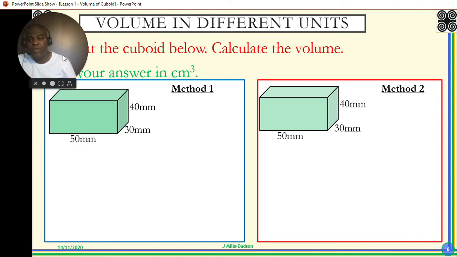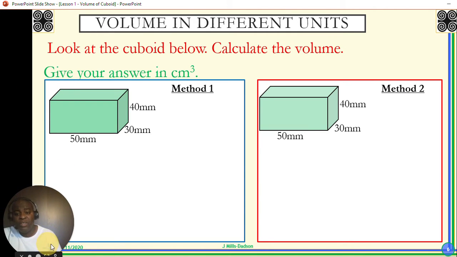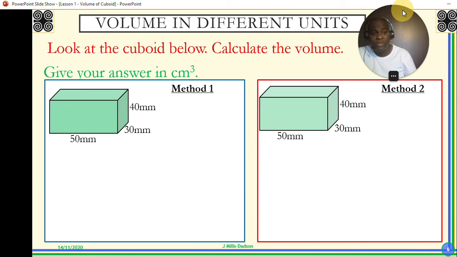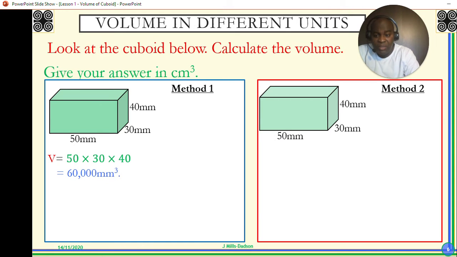How do we convert from one unit to the other? There are two ways that you could do this. So I'm going to show you two ways. We are given the question in millimeters, but we want the answer in centimeters. So method 1 is to carry on working in millimeters. So our answer for that will be 60,000 millimeter cube. We are now going to convert 60,000 millimeter cube into centimeter cube.